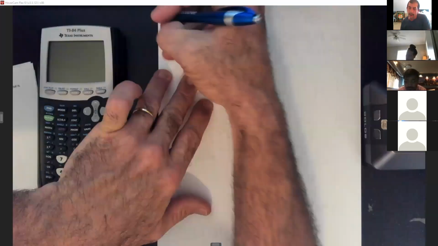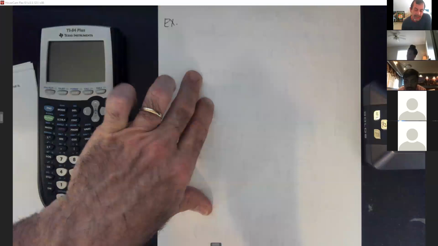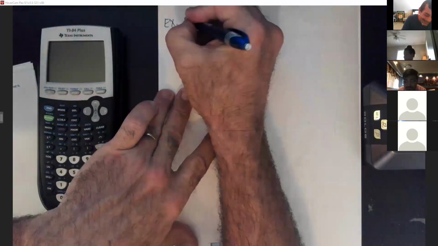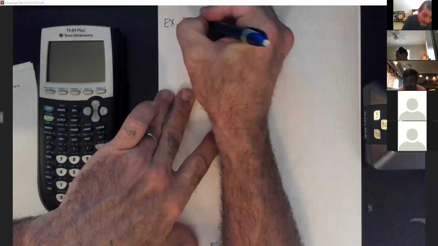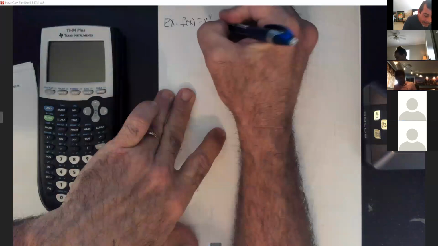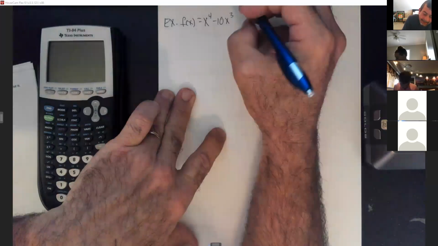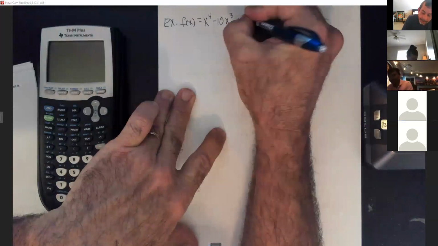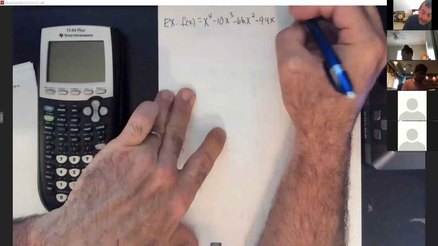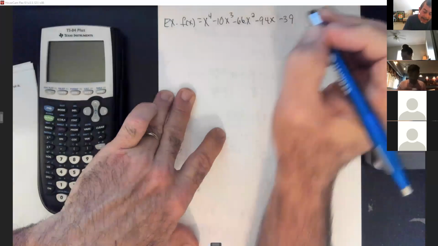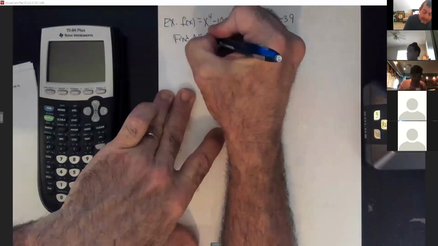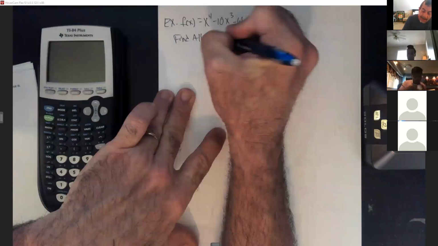So what we do when y'all get good at finding 3 zeros, we just pop out a 4th one. How about that? How about f of x equals x to the 4th minus 10x to the 3rd minus 66x squared minus 94x minus 39. We want to find all zeros, and then write in linear factors.